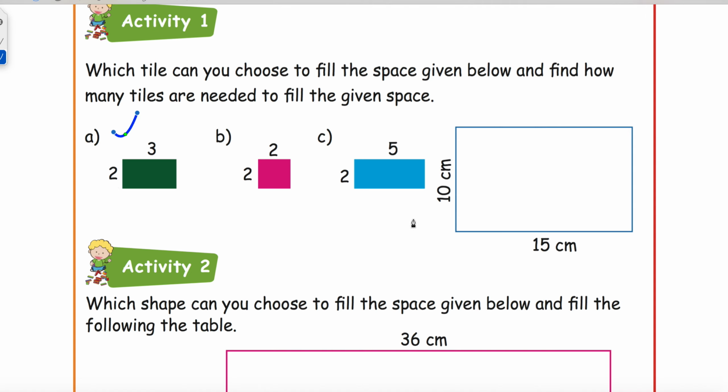When you keep 2 3, 2 3 like this, here how many are needed? 5 are needed. Here also 5 are needed. 5 5s are 25 will completely occupy this space. If you go for this, what is the problem? The problem is with 3 tiles you can fill this one.